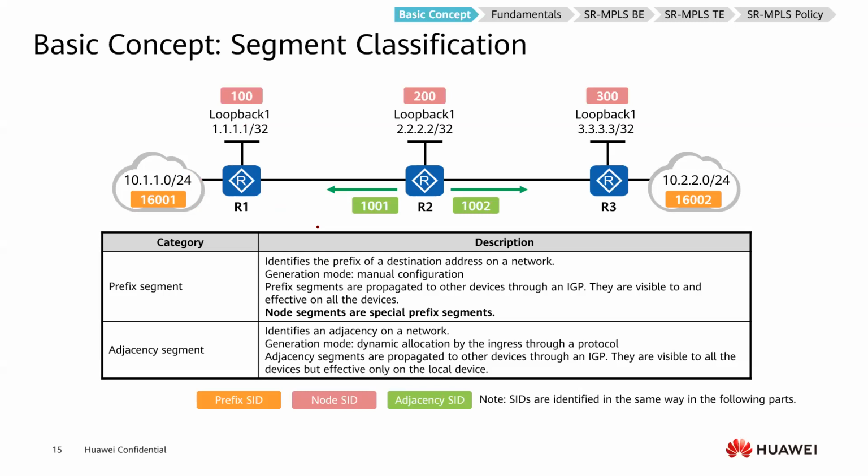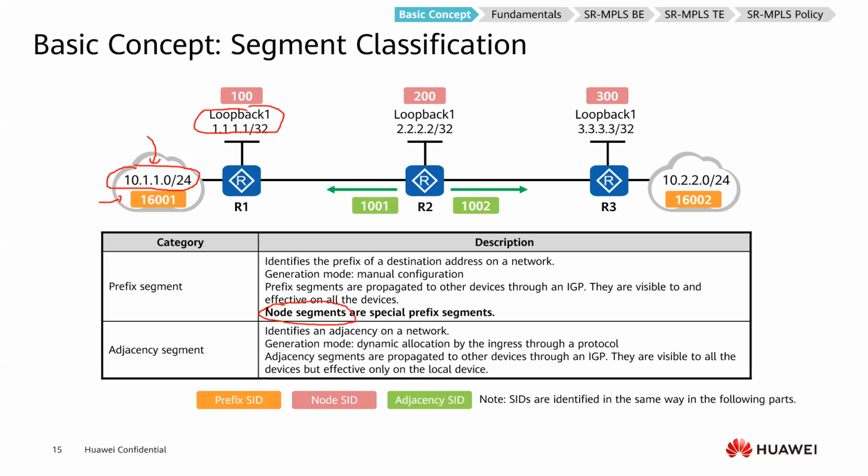Okay, so segments have different types. The first type is called a prefix segment. A prefix segment basically means a route entry, a bunch of network. For example, 10.1.1.0, I give it the number 16001. And loopbacks will be used as node segments.